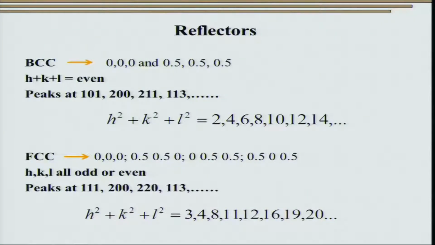BCC, the condition for diffraction is that h plus k plus l is even, and for FCC we need hkl all even or all odd. Having understood the theoretical basis of X-ray diffraction in terms of Ewald sphere and reciprocal space, in the present lecture we are going to focus on different experimental techniques for doing X-ray diffraction.